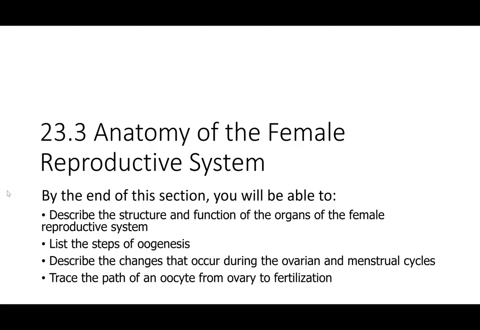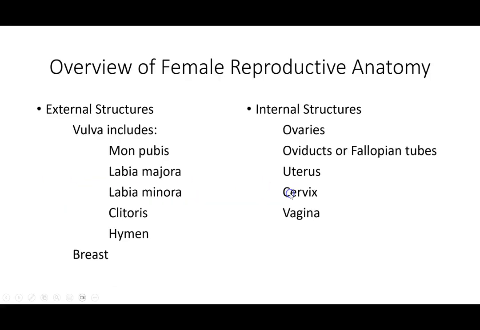Alright, in this video we are going to start looking at the anatomy of the female reproductive system. This section will also cover the development of the eggs and the ovaries, which will be a separate video because that's a slightly more involved process than spermatogenesis. And then we'll also look at some hormone changes during the monthly cycle that this reproductive system goes through each month. So here's a quick overview of the reproductive anatomy in females.